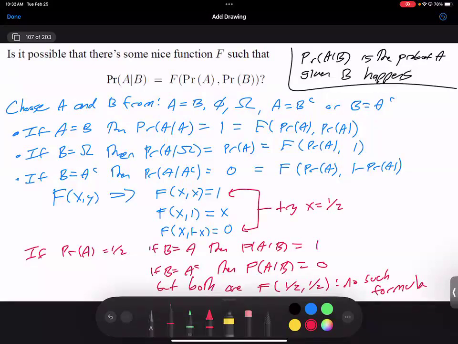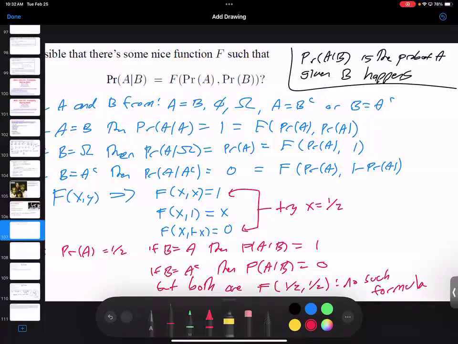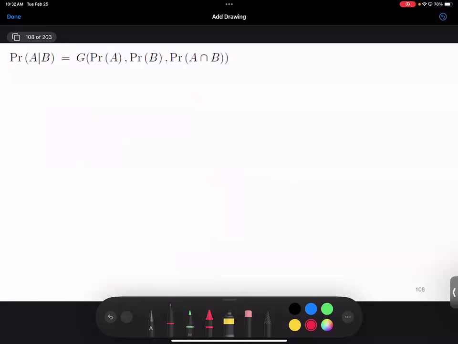Okay. So we need a more complicated formula. The next thing we can do is let's come up with a function that depends on the probability of A, the probability of B, and the probability of A and B. And then we can go through the games again and try to come up with, are there good choices of A and B? Any thoughts about what the right formula would be?